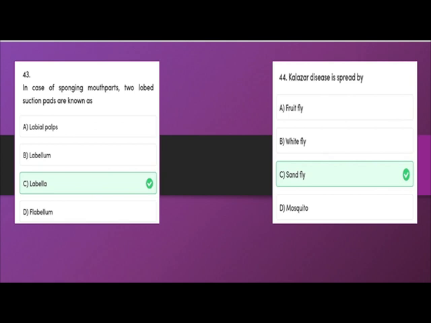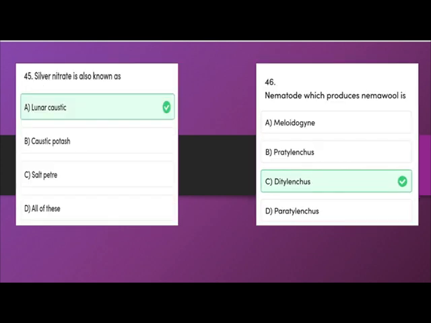Now come to the 43rd question. In case of sponging mouthparts, two lobed suction pads are known as, and the answer is labella. 44th question. Kala-azar disease is spread by, and the answer is sandfly, Phlebotomus species. Now come to the 45th question. Silver nitrate is also known as, and the answer is lunar caustic. The 46th question. Nematode which produces nemin, and the answer is Ditylenchus.